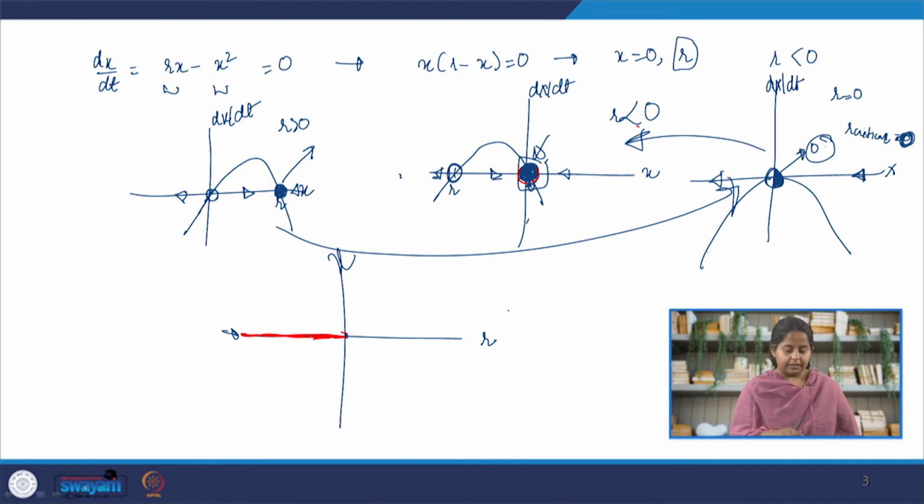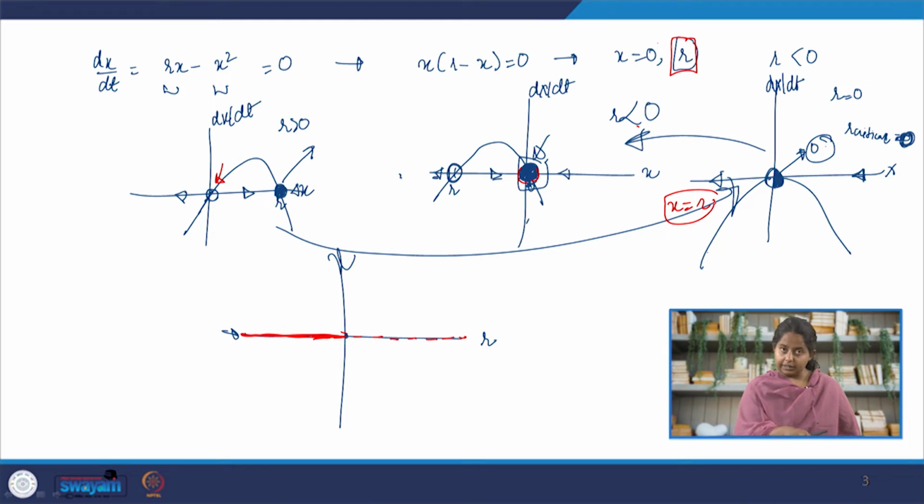When R is greater than 0, the x equal to 0 fixed point becomes an unstable fixed point. So, we show it by a dashed line. So, this is very simple. Now, let us look at another fixed point, which is x is equal to R. So, x is equal to R is not a curve, it is a line. So, the second fixed point will act like a line.